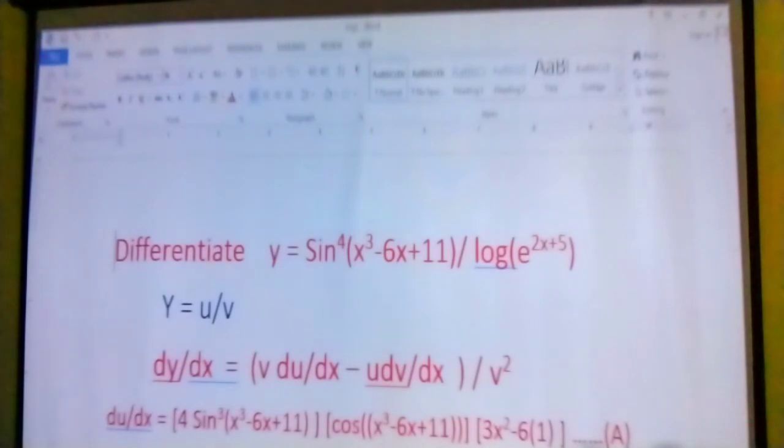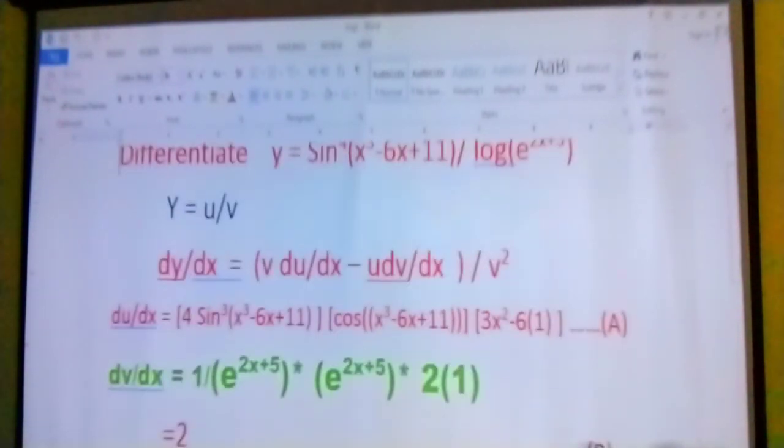It is an exponential function. What is the rule for exponential functions? Write down the same function into differential of power. The power is 2x plus 5, so 2 into 1. Now dv by dx is over.